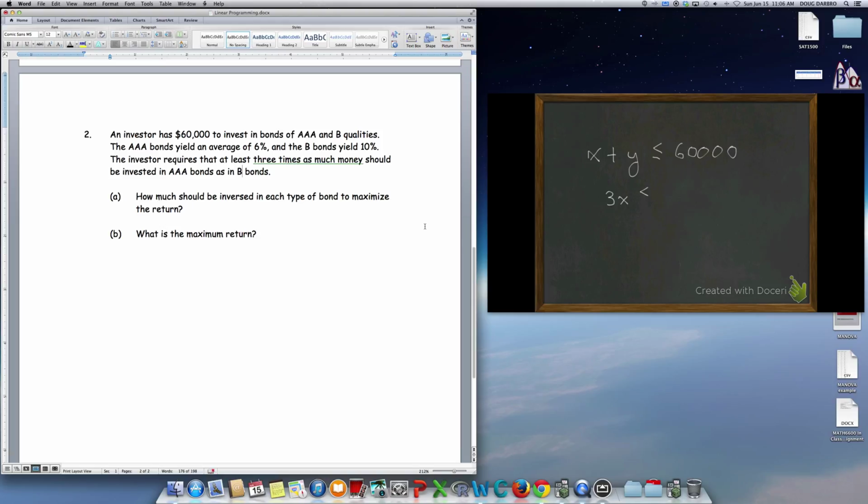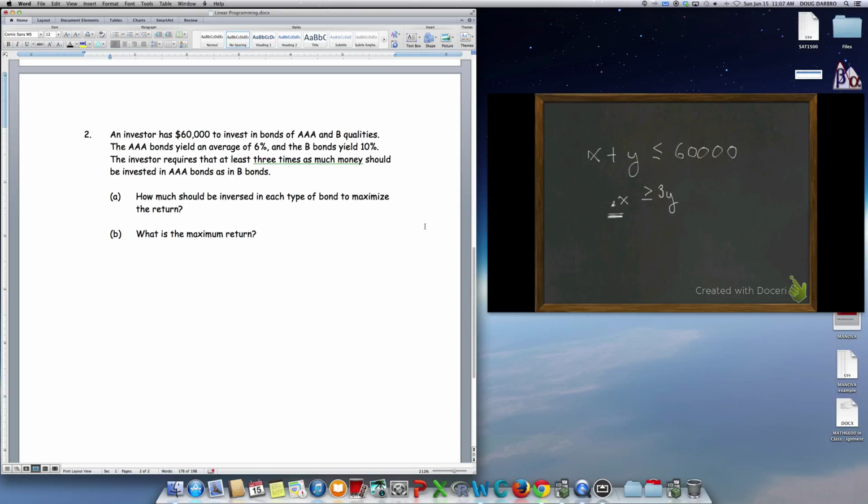Now, it's going to be tempting to write this. So at least says that the amount in X has to be greater than or equal to. It's kind of like if somebody's at least 6 foot tall, it means they're 6 foot tall or greater. So when we say that the amount in the AAA, which is our X, has to be 3 times, it's so tempting to write that. And guys, that's wrong. That's not what we want here. Remember, to make these things equal, we have to multiply the lower amount by 3. So this is the constraint that we would need here.